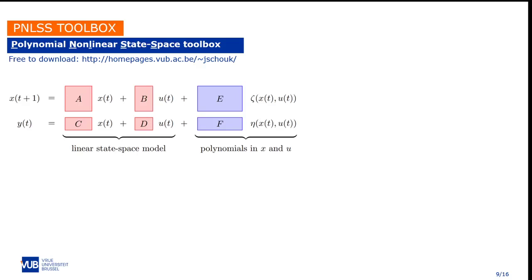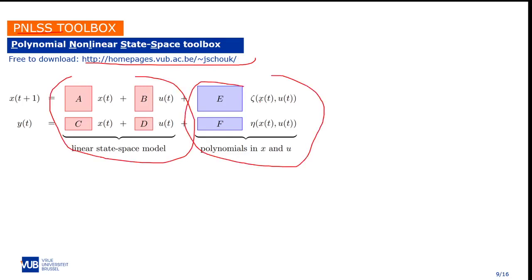And the next step is to build a PNLSS model. PNLSS stands for Polynomial Nonlinear State Space. This is a free to try out toolbox. And in short, we have the classical linear state space model part plus the nonlinear part where we have polynomials in x and u. I will show an example.